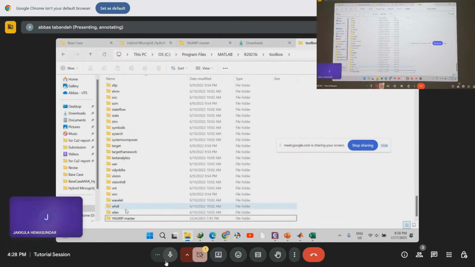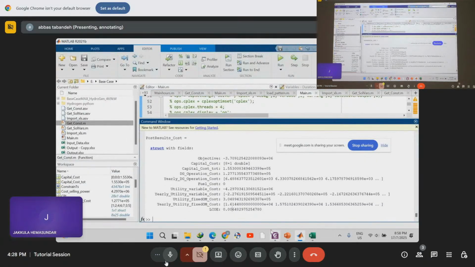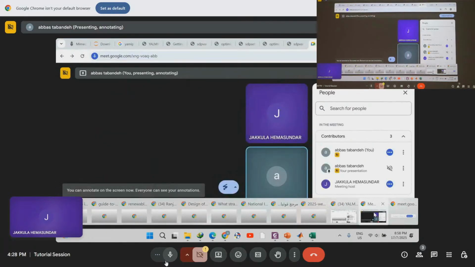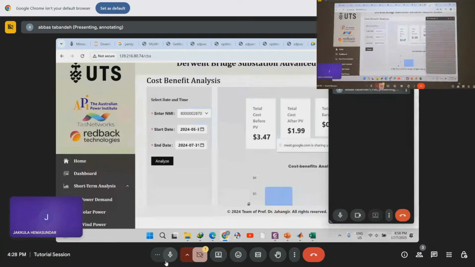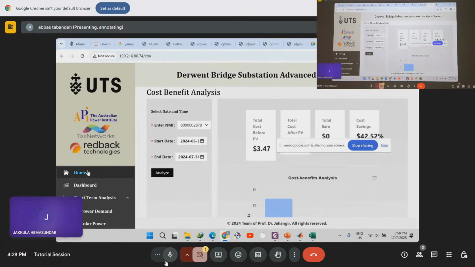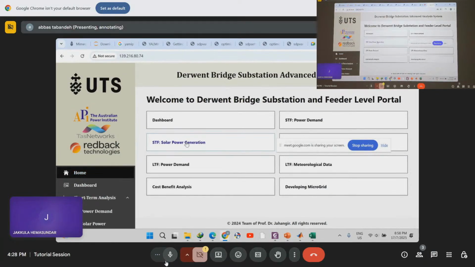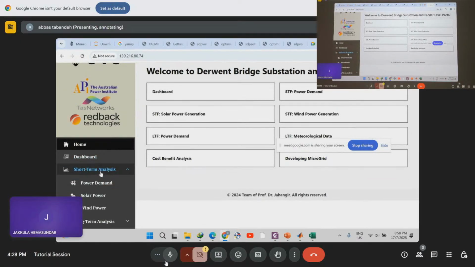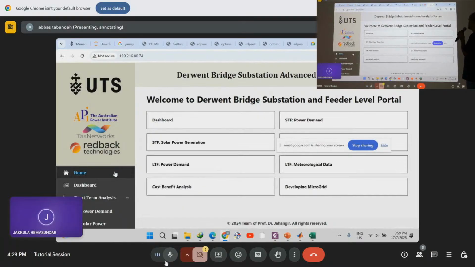And this one, we have also developed a tool for this microgrid. As you can see here, we have developed a dashboard incorporating different functionality, how we can calculate the cost-benefit analysis, how we can do the investment planning or forecasting. So this one, I'm going to show it tomorrow because the time has already passed.